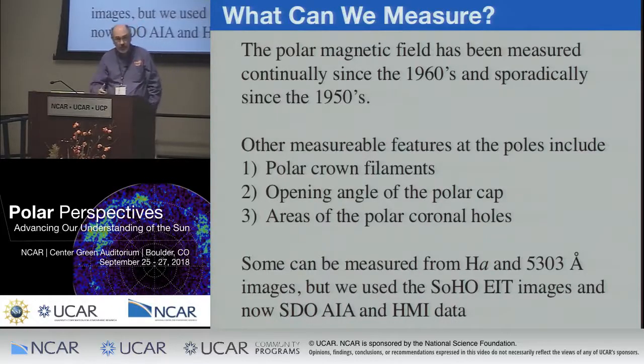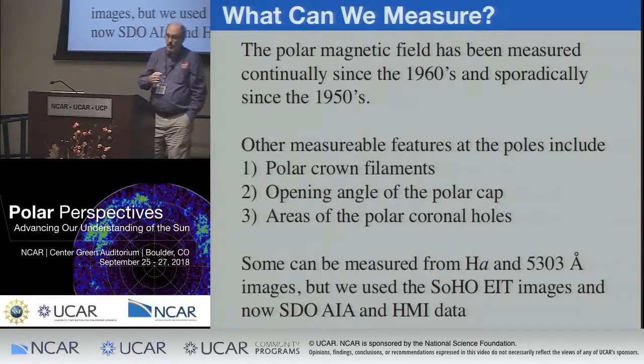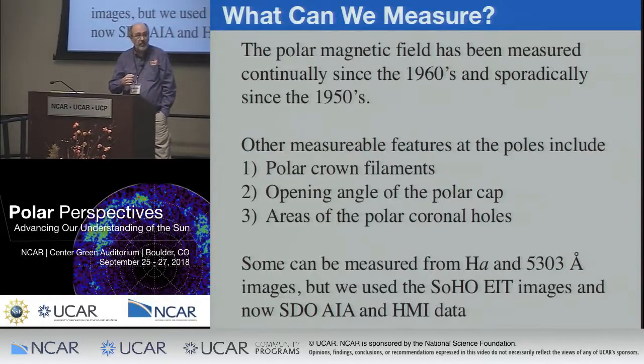What can we measure? I'm not going to reproduce Lisa's talk because I don't have to, and there was another one I don't have to, so I was able to skip a half dozen slides. Besides the polar magnetic field, which has been measured somewhat continuously since the mid-60s, pretty well since the mid-70s, and we have sporadic measurements back into the 50s and possibly earlier, we have other measurements: polar crown filaments, which you can see in H-alpha and people have tracked for quite a while. We have the opening angle of the polar cap, which we're going to talk about in a minute. And then we have the areas of the polar coronal holes.